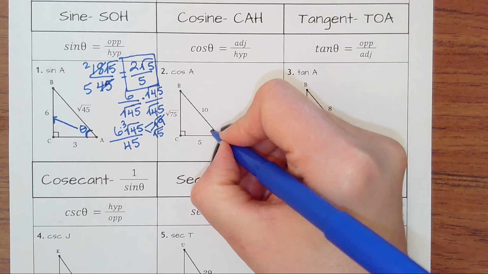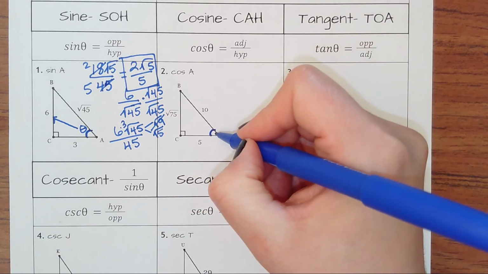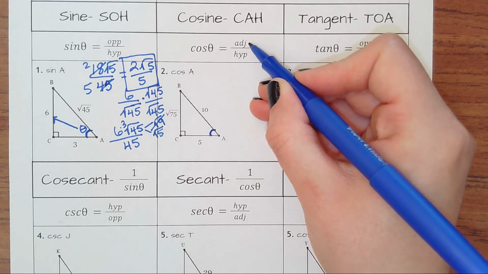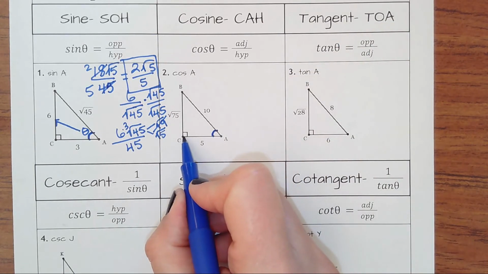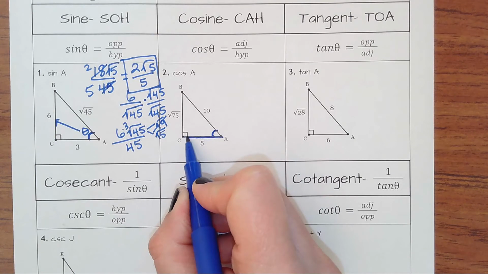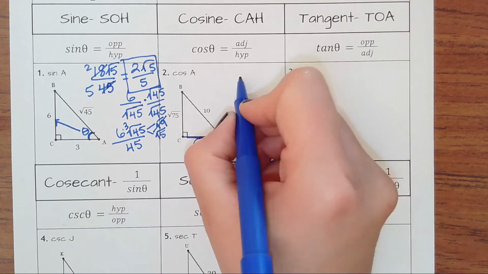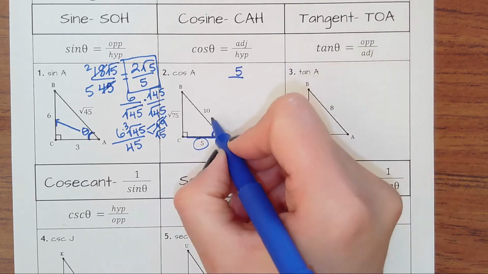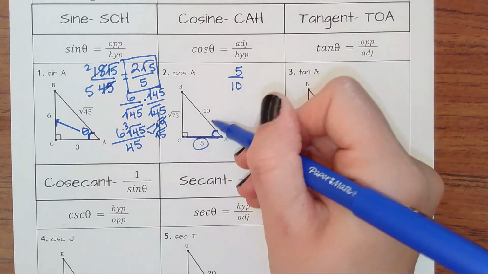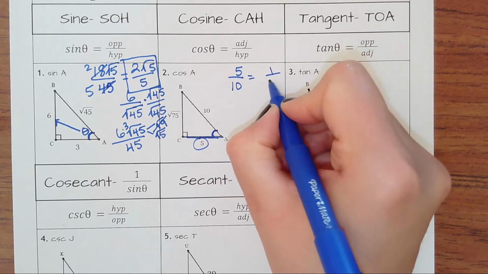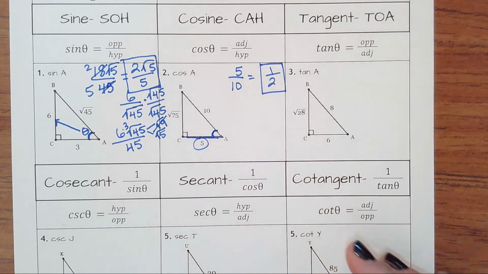So again, we would be looking from this angle right here. We need the adjacent over the hypotenuse. Adjacent would be the leg that is touching the angle. That's not the hypotenuse, so that would be this one. It would be 5 over, we don't have to use radical, 5 over 10. And that reduces to a half. So that one's really easy.